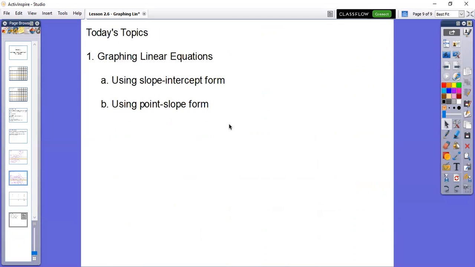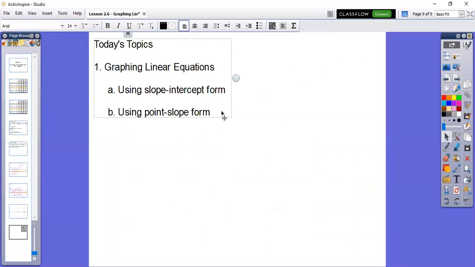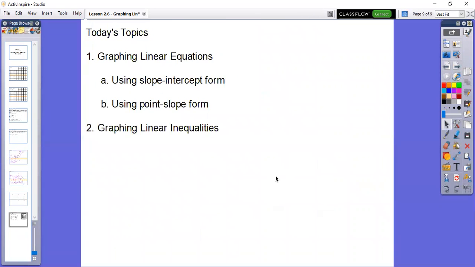So that's it for today. Today we talked about graphing linear equations, and we talked about using slope-intercept form and using point-slope form. And for some reason, I guess the graphing linear inequalities just got deleted off of this page. But we also talked about graphing linear inequalities.